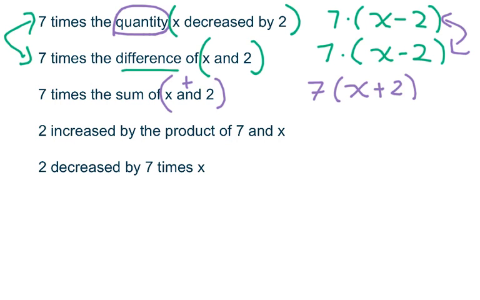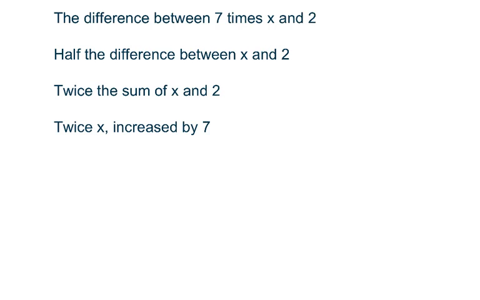2 increased by the product. So we're increasing 2, we're going to increase it by the product of, means these two go together, 7 and x. The product is 7 and x, so that means times, so 7x, or 7 times x. To decrease, so I'm writing the same thing, decrease means minus 7 times x. Okay, so those are a little more complicated. Let's go to the next video.